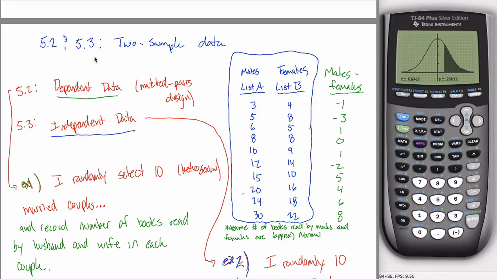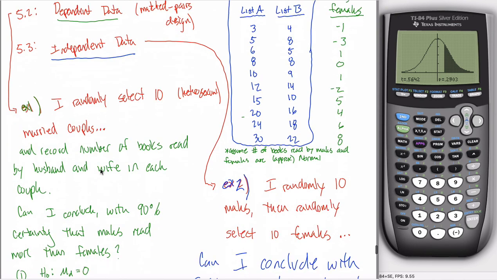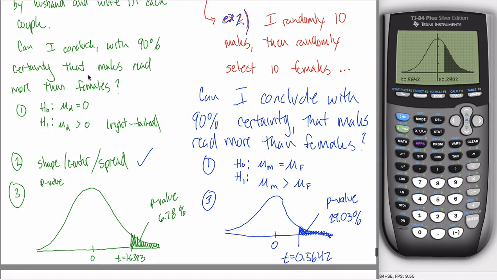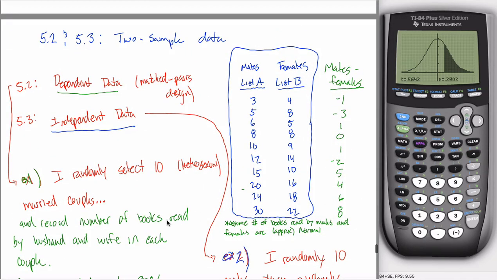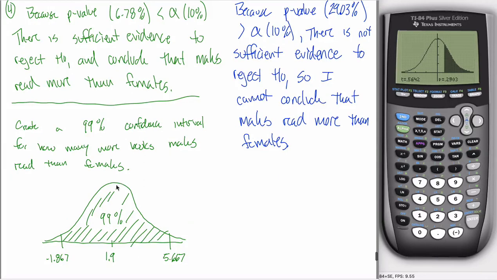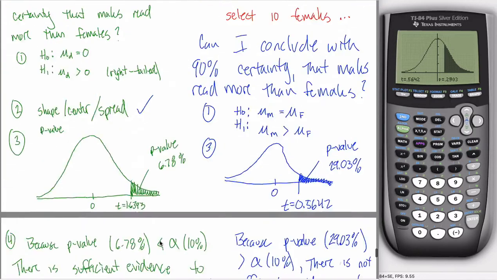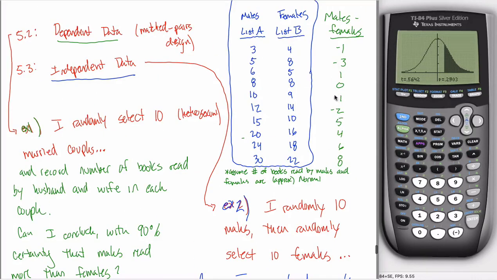All right, so really in 5.2 and 5.3, there's four things to learn, right? Because your data can either be dependent or independent, so you have these two different cases. And in each of the cases, you want to be able to do hypothesis testing or confidence intervals. So we saw in 5.2 with dependent data, you can do hypothesis testing with a t-test on the differences, or you can make a confidence interval with a t-interval on the differences.